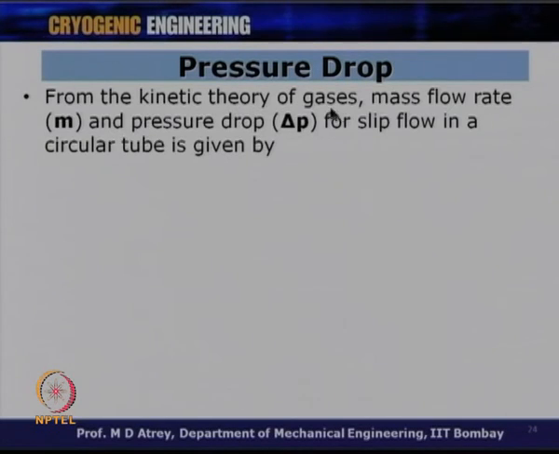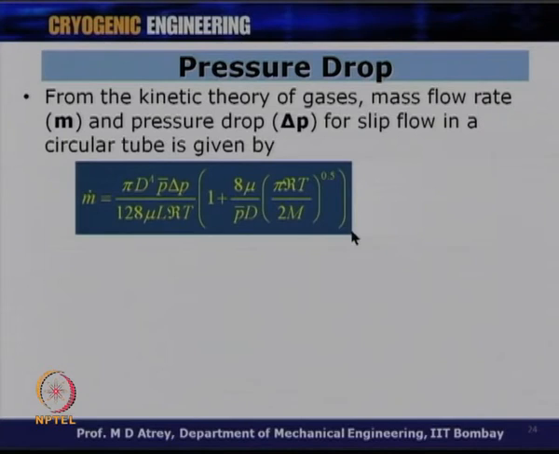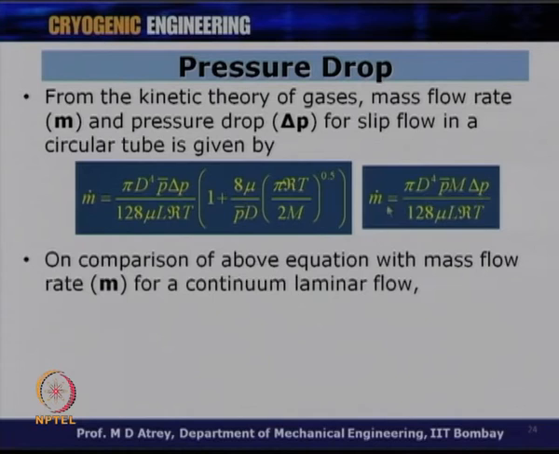So, from the kinetic theory of gases, mass flow rate and pressure drop for slip flow in a circular tube is given by this formula. You can see now m dot is equal to something into 1 plus something. This is the same as what it was in continuum flow. This is the expression for m dot in continuum flow, and this is nothing but the same.